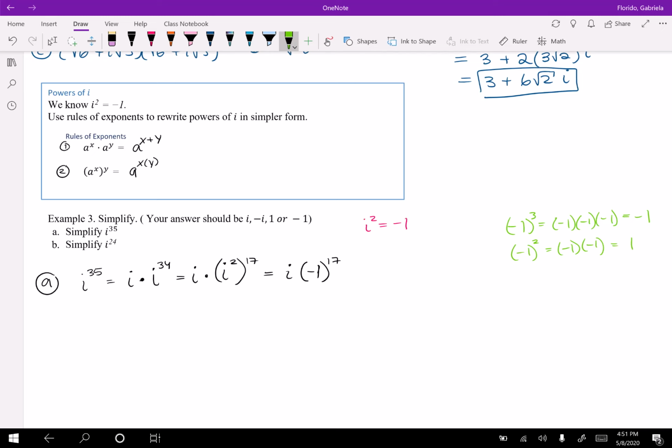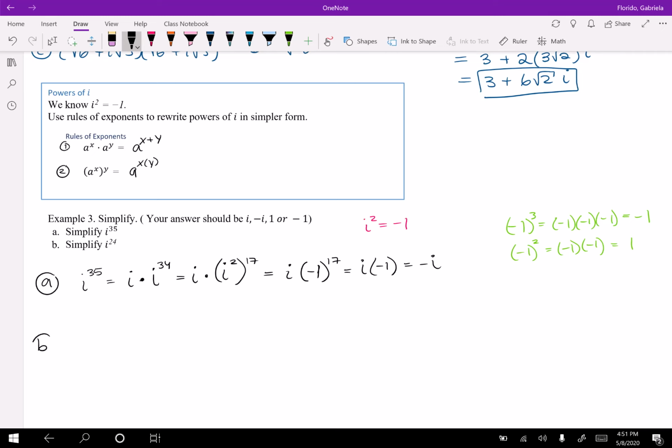So whenever we have a negative number raised to an odd power, it keeps it negative. In this case, it's -1 to the 17th, so it's still going to be -1. And so it's going to equal i times -1, which is just -i. And that was one of the options that we could have. So i to the 35th power is the same thing as just -i. Pretty cool stuff, I hope.